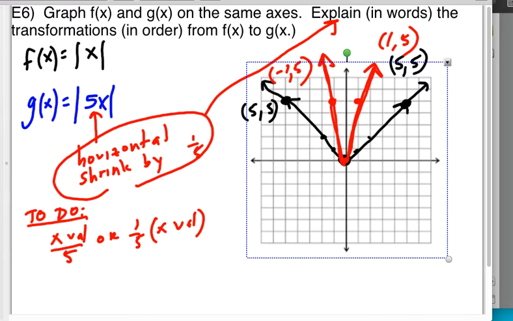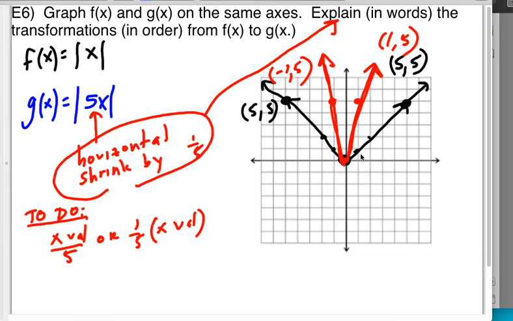Okay, let's look at this point right here. Sorry, there's that little clicky thing on the pen that gets me.